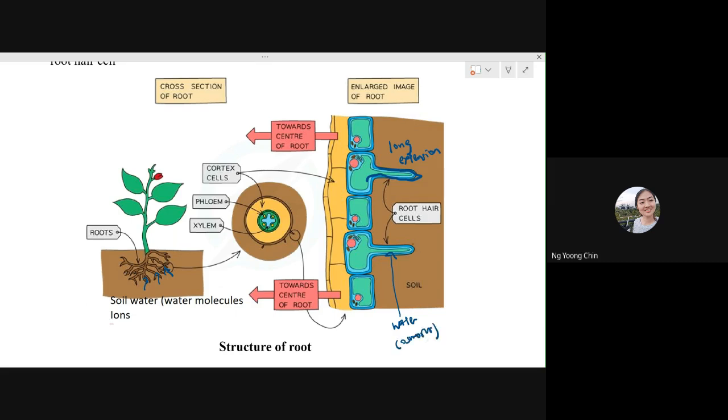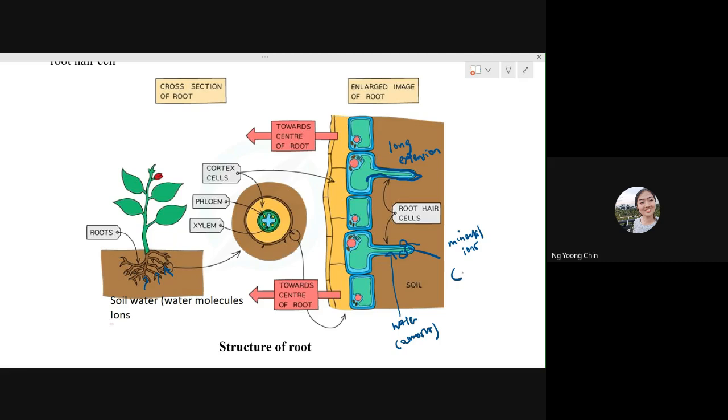Secondly, they are able to get the mineral ions also. However, the mineral ions enter into the root hair cell by what method? Do you remember? I give you 3 choices: diffusion, osmosis, or active transport. Yes, very good. It's active transport. Definitely. That's why the root hair cell, especially on its cell membrane, because the root hair cell does contain a cell membrane, has what we call carrier proteins.